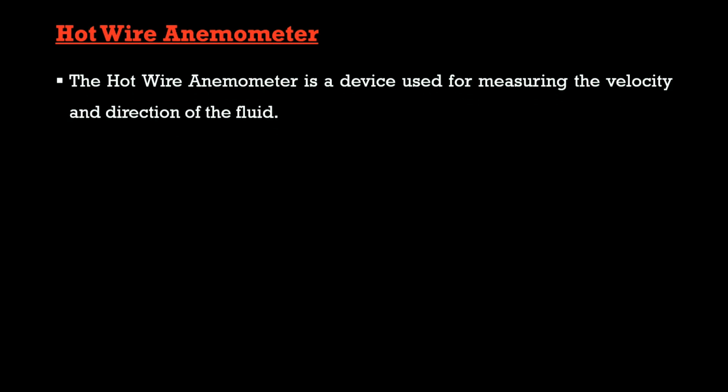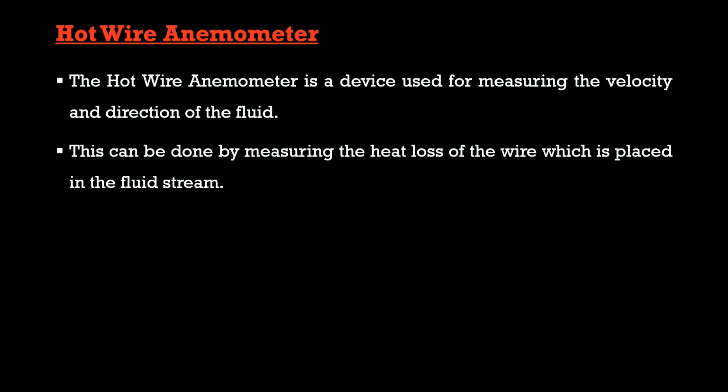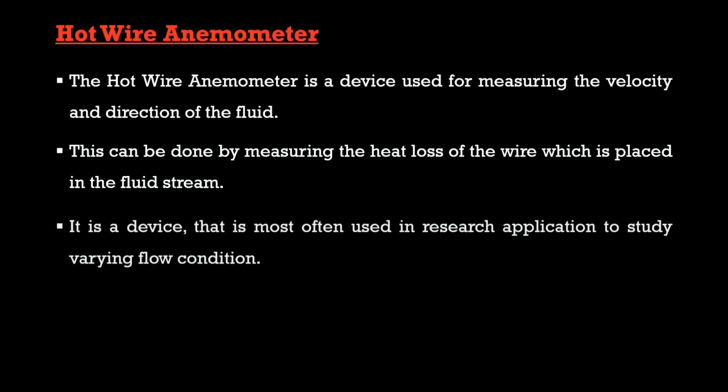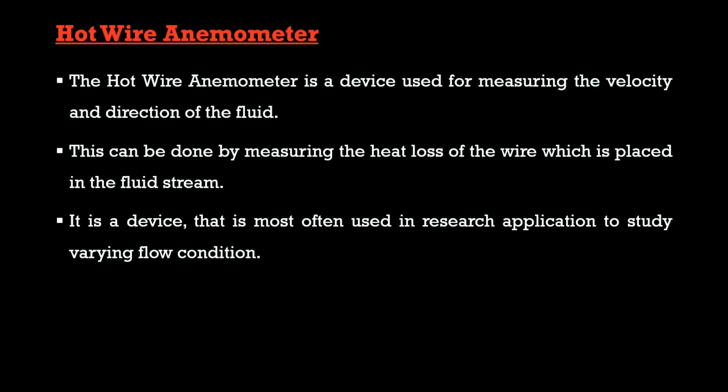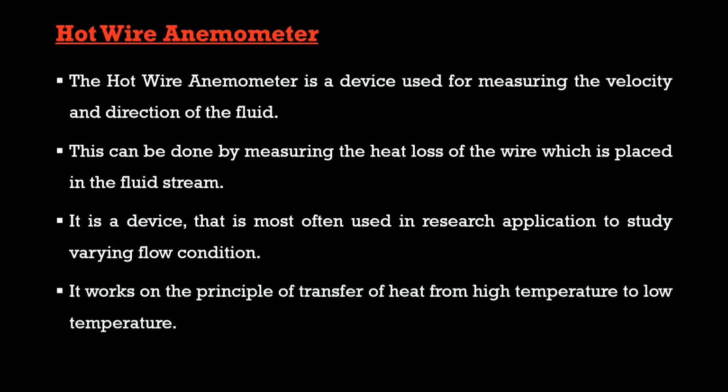The hot wire anemometer is a device used for measuring the velocity and direction of the fluid. This can be done by measuring the heat loss of the wire which is placed in the fluid stream. It is a device that is most often used in research applications to study varying flow conditions. It works on the principle of transfer of heat from high temperature to low temperature.